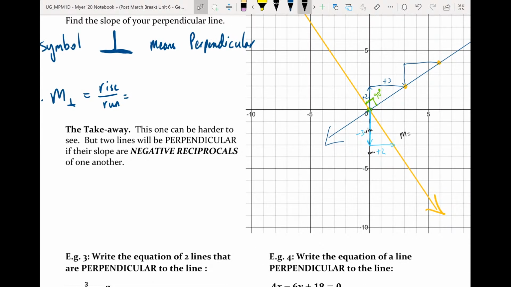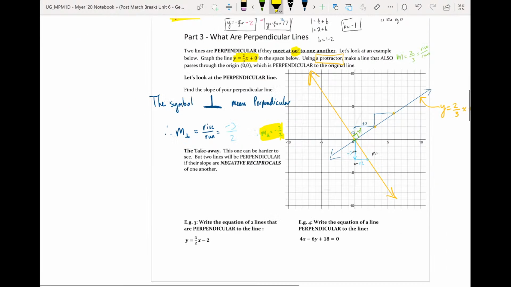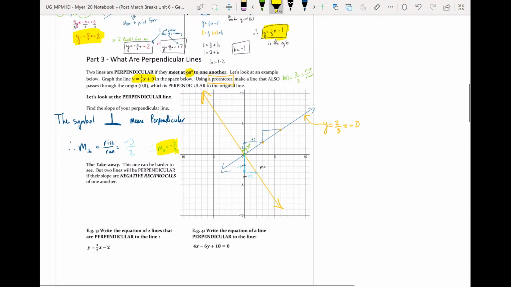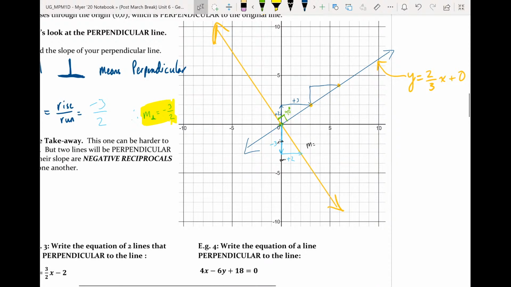All right, and so we said our rise and run was -3 over 2. So therefore our slope of the perpendicular line is -3 over 2. Now what do we notice compared to the original line? Let's look at the slope of the perpendicular line compared to the regular line, the first line we did. The slope was 2 over 3.